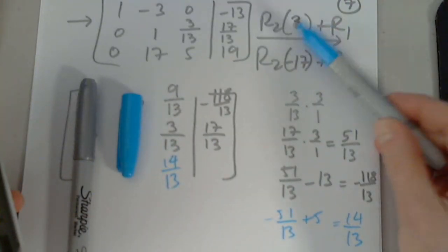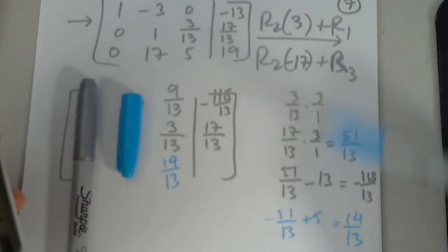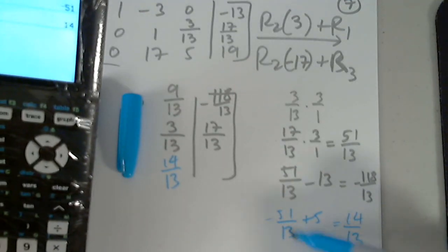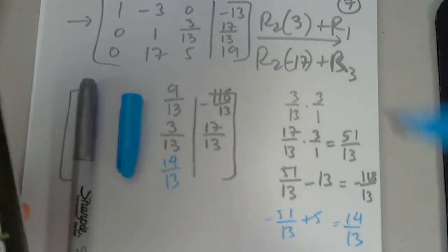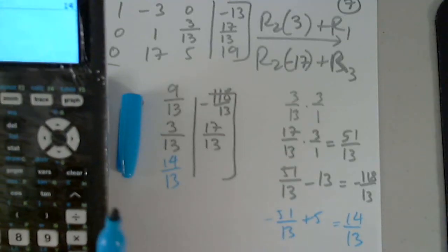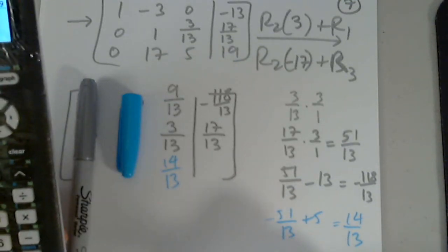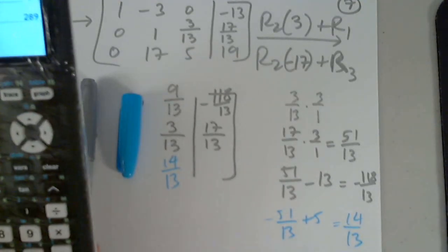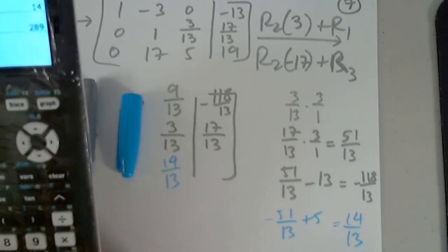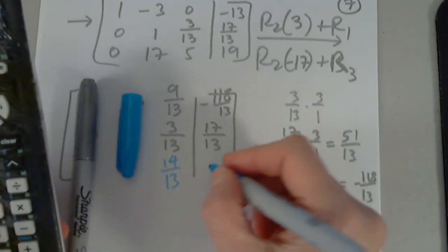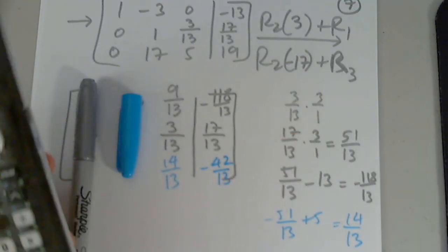I'm checking my numbers. 3, negative 17 times that. Is this correct? Yes, it is. And then I have to add 5. And I did 5 times 13 minus 51. That's correct. Okay. Now, negative 17 times 17 over 13. So how much is 17 squared? Yes. So negative 289 over 13, but plus 19. Oof. That's negative 289 plus 13 times 19. Negative 42. Negative 42 over 13.